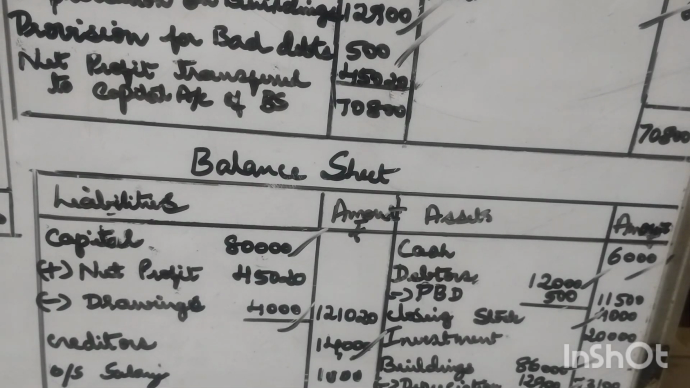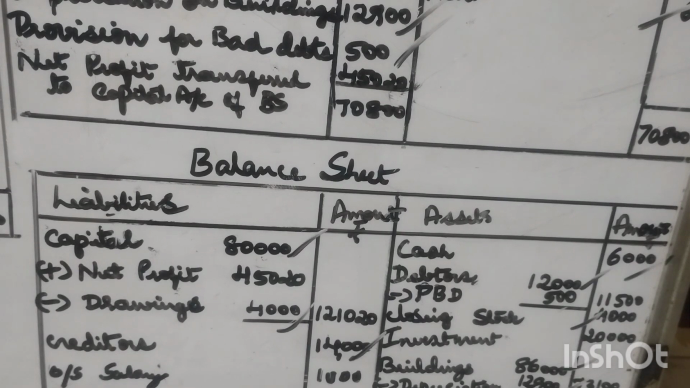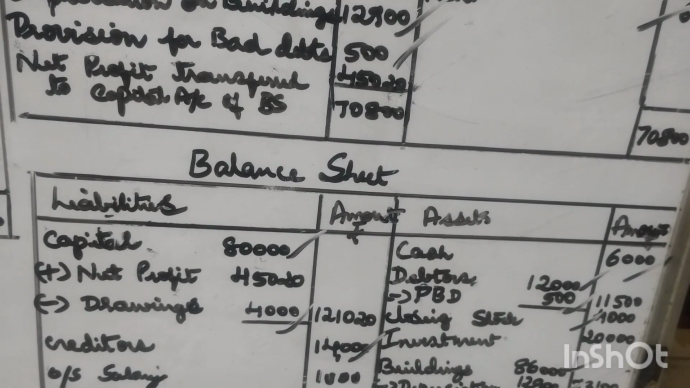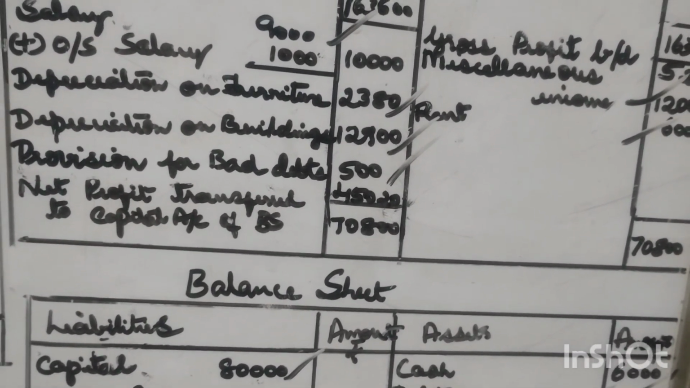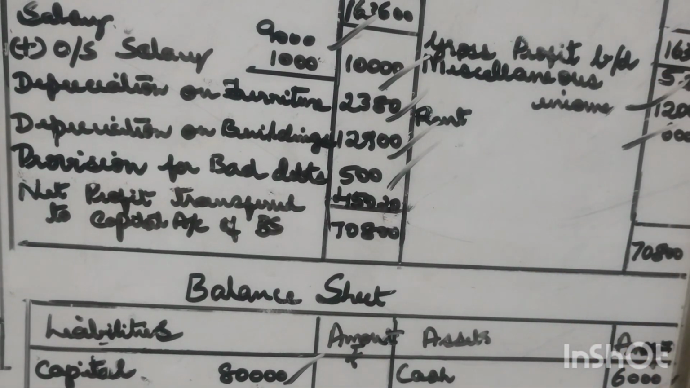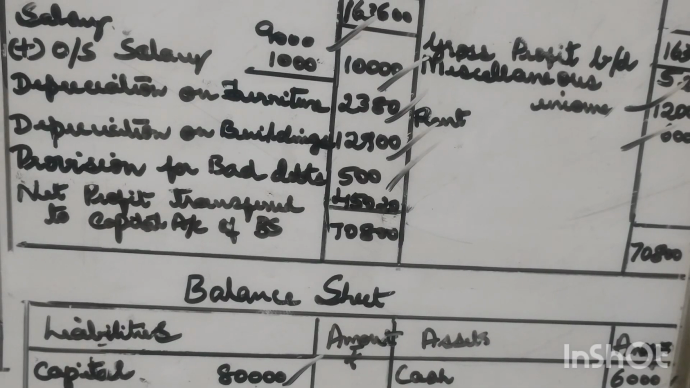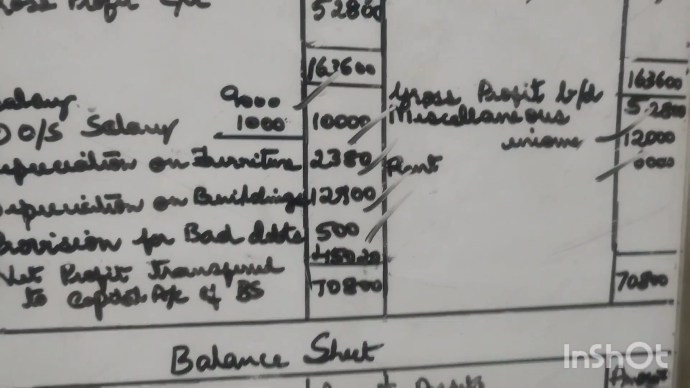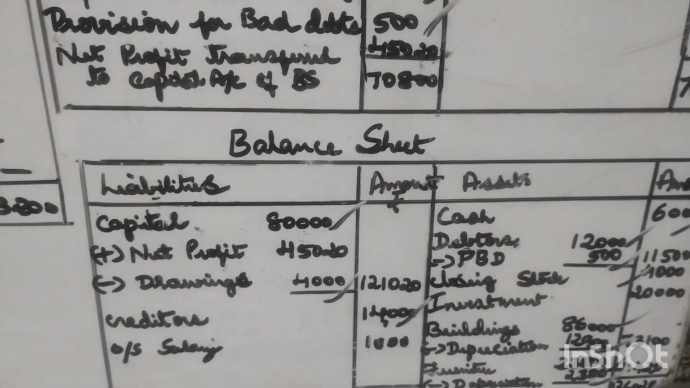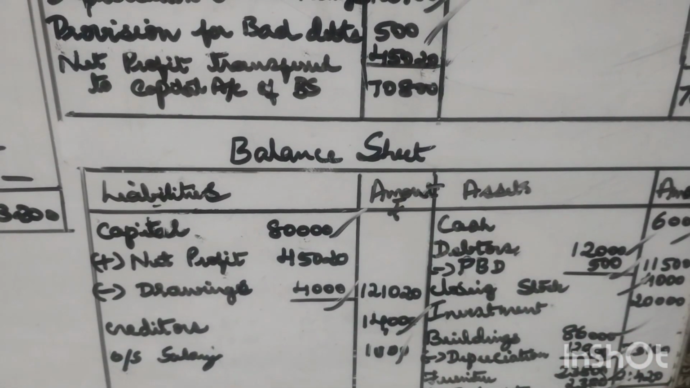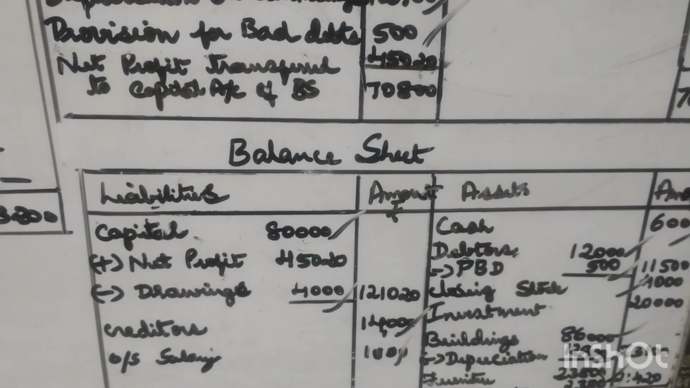So provision for bad debts goes to the debit side of the profit and loss account, and it has to be deducted from the debtors amount. Next, salary outstanding. Outstanding salary has to be added to the respective salary amount. That is given as 1,000. So 9,000 plus 1,000 will be 10,000. And one more entry appears under the liability side of the balance sheet. So these are the entries that must be made.